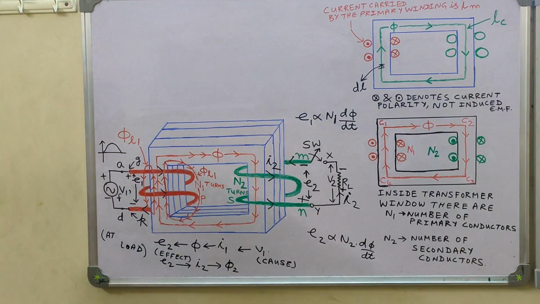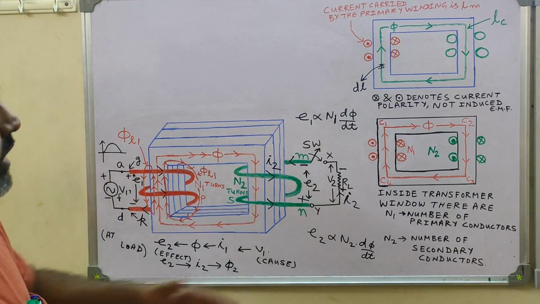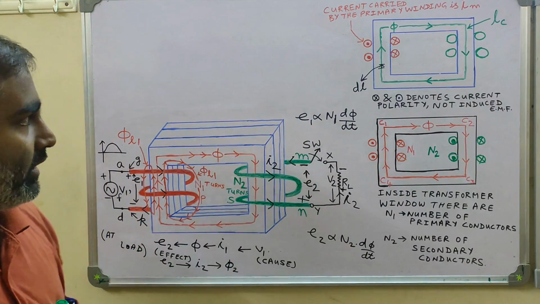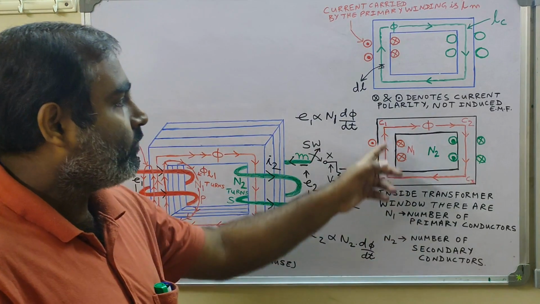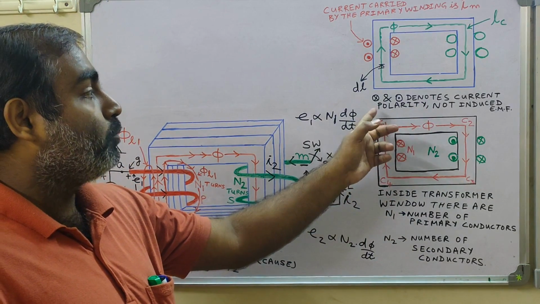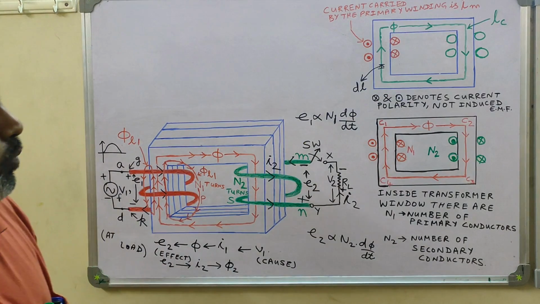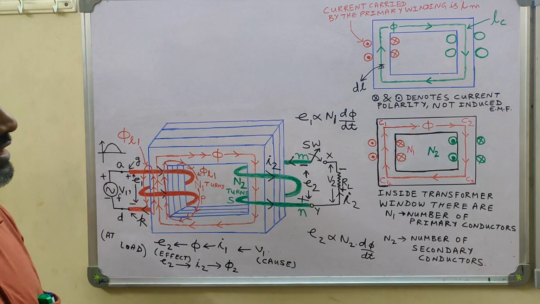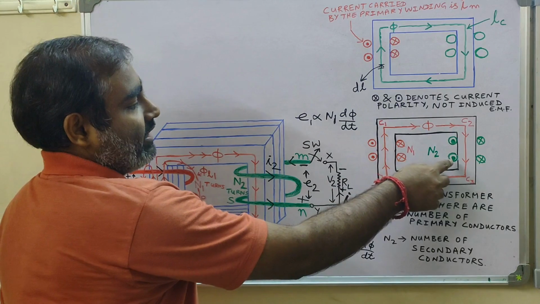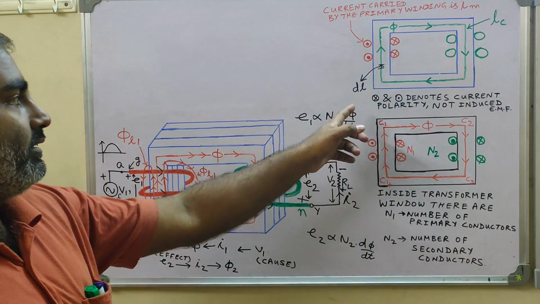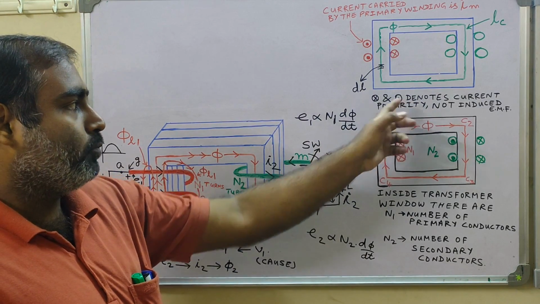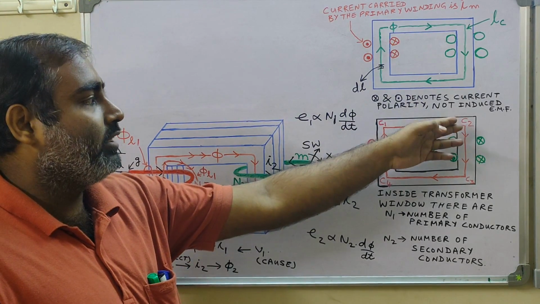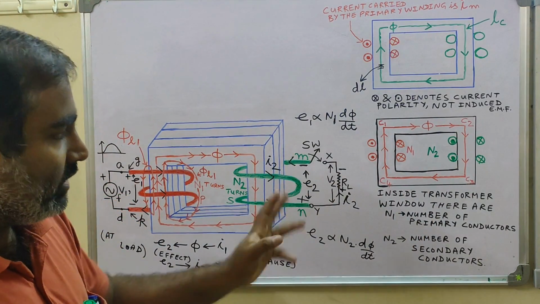Okay. Now once we have made ourselves familiar with this dot and cross, we need to stress upon one particular thing: the dot and cross which is indicated over here denote the current polarity. That means the polarity of the current which is carried by the primary conductors and the secondary conductors is denoted by this cross and dot. So cross and dot denotes current polarity. It is not the polarity of the induced EMF. That has to be kept in mind.